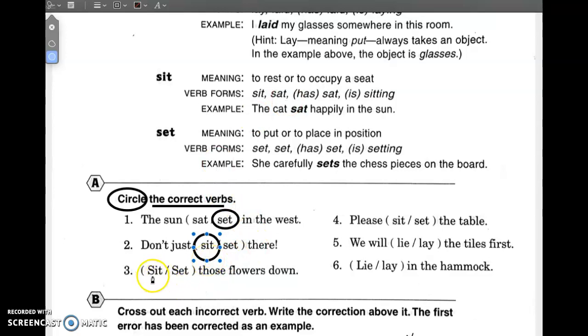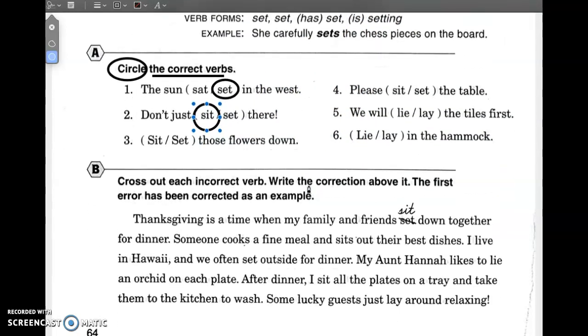Let's do one more. Sit or set those flowers down. Are the flowers sitting? Are they resting or occupying a seat? Or is somebody being told to put or place the flowers somewhere? And then keep going and finish the rest of part A.